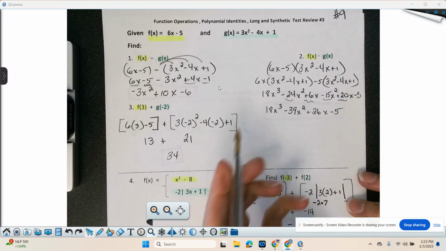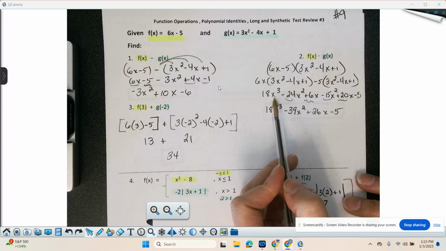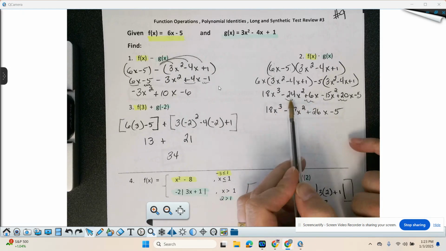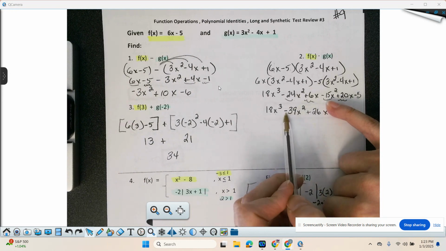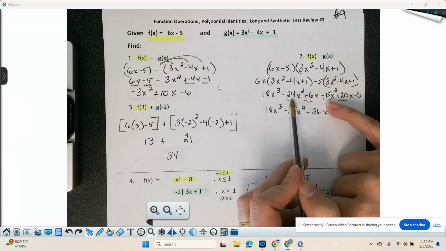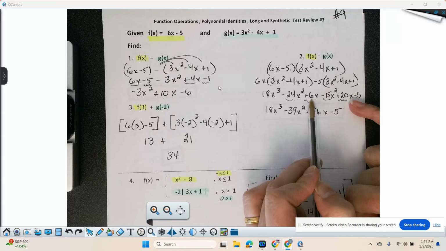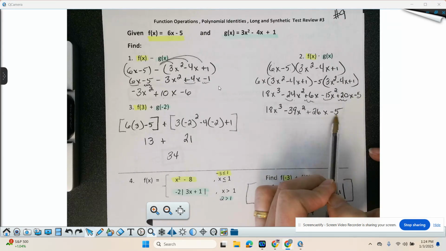Now that we've taken care of all the parentheses, we're going to combine like terms. Here's an x cubed. There are no other x cubed, so 18x cubed comes down. You do have 2 x squareds, a negative 24 and a negative 15. Signs are the same. Keep that sign, add the numbers. That's where negative 39 x squared comes from. Then we had some x's, a 6 and a 20. Both signs are positive. Keep the sign, add the numbers, so 26x. And then the only constant is that negative 5.